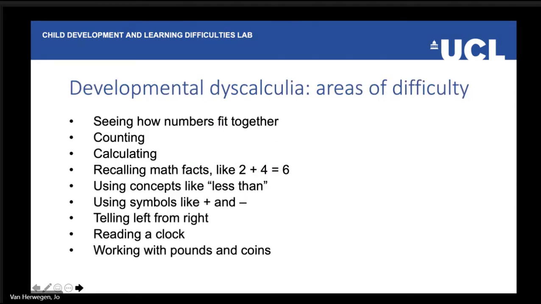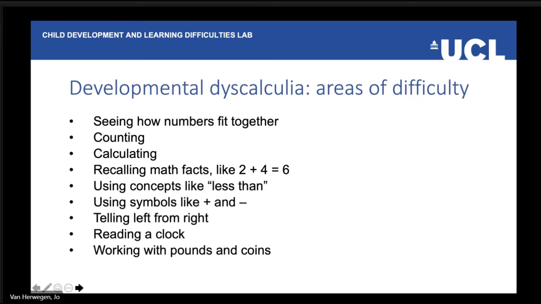So just to recap a little bit before we finish for today. In terms of developmental dyscalculia, we see difficulties in the following areas. These children might not know how numbers fit together or be able to make a number line, for example, have difficulties with counting, have difficulties with calculating, but especially with recalling maths facts. Things like number bonds are extremely difficult for these children to learn, because actually you can just learn them even without understanding. Most children could just learn them and retrieve them from memory, and children with developmental dyscalculia can't do that.